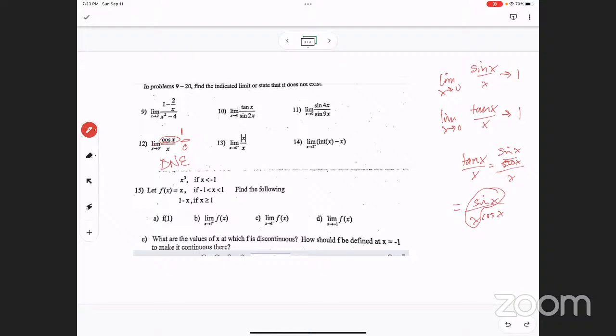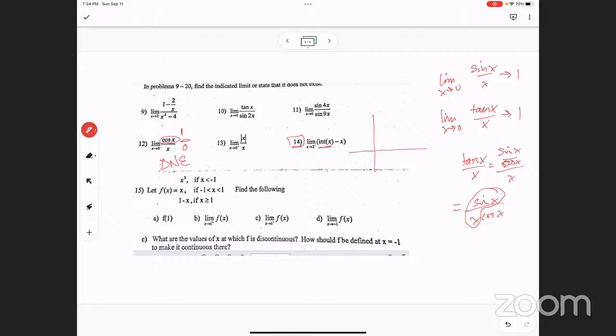14. 14, okay. So now for this one, we're doing the integer of x minus x, as x goes to 2 from the left. So let's think about what this function is going to look like. The integer of x, I'll graph this in red. We just did this, right?